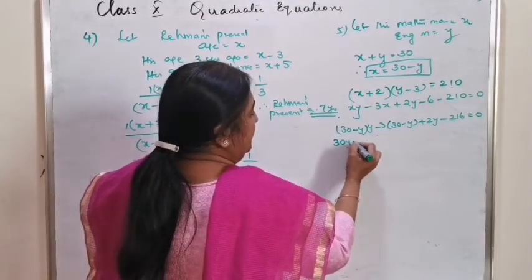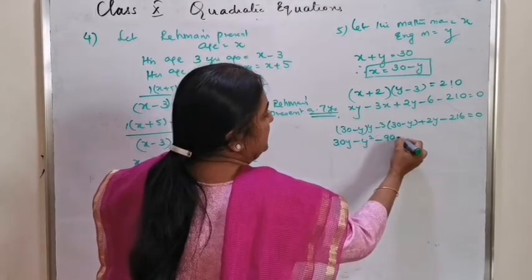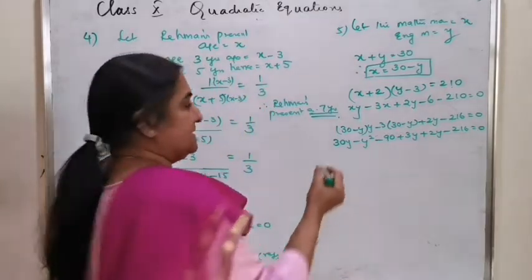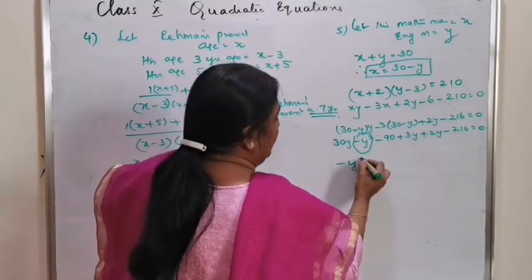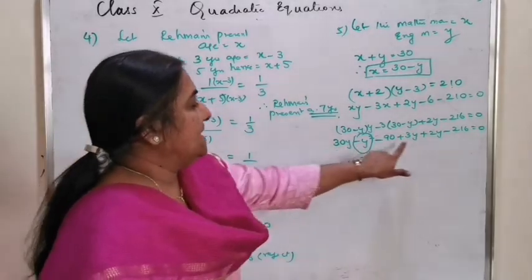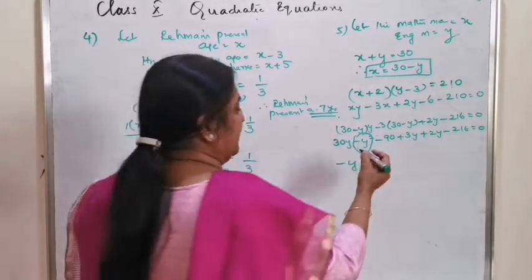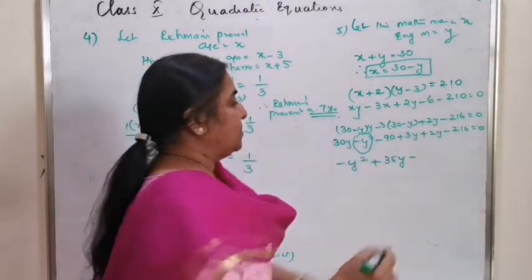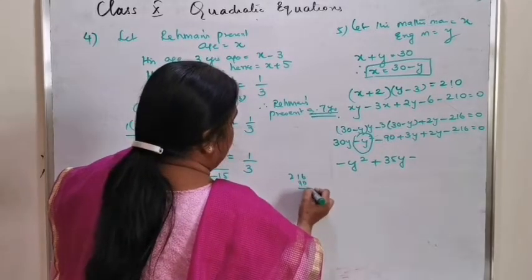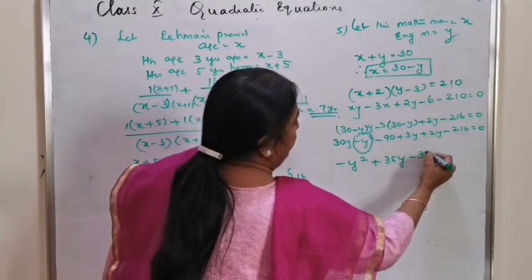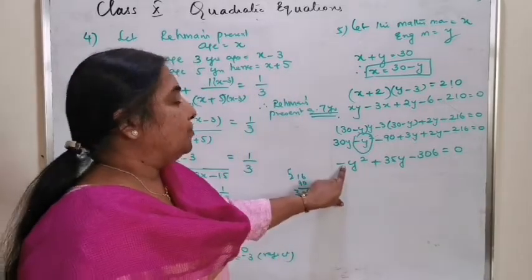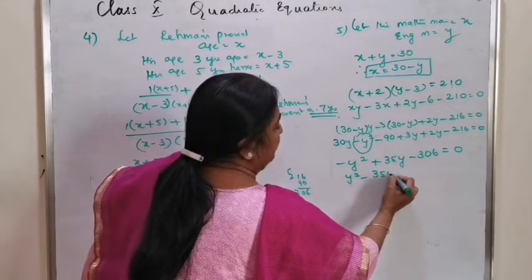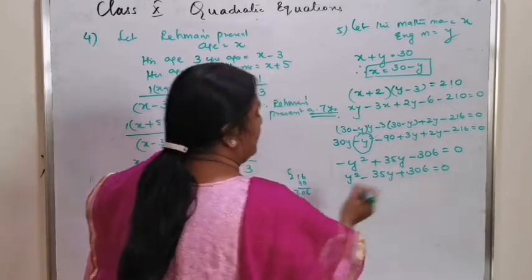So 30y minus y square minus 90 plus 3y plus 2y minus 216 equal to 0. Let's arrange as y square term, plus 30 plus 3 plus 2, that is 35y, minus 90 minus 216, that is 306, equal to 0. Better to work out with the standard form: y square minus 35y plus 306 is equal to 0.